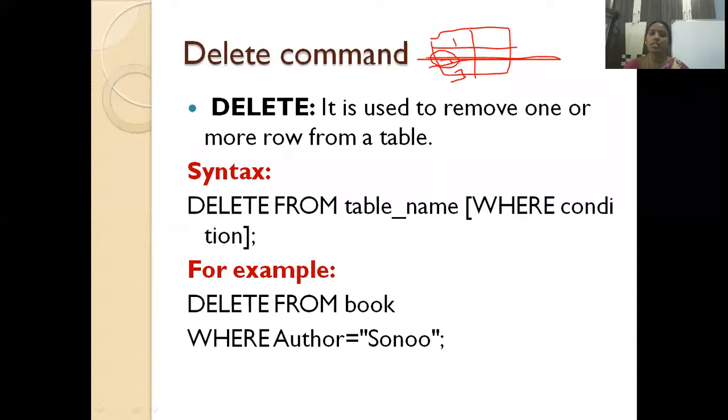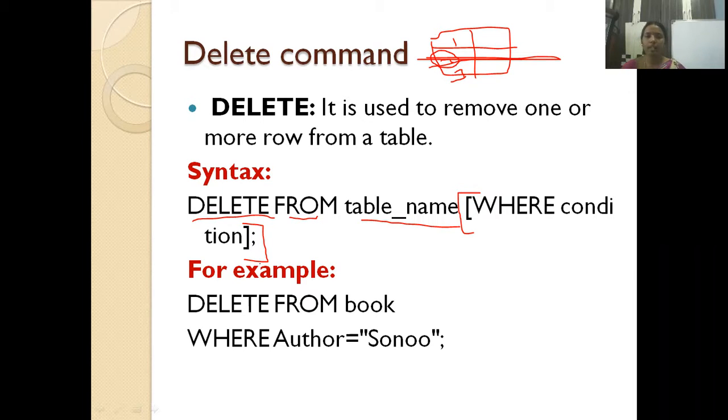Now first we'll see the syntax of the delete command. Delete is a keyword. From is also a keyword. Here you have the table name. That means from where you want to delete the rows, that table name you specify here. In the brackets I am specifying the where condition, which means where is optional. According to your choice you can write where, or without where also you can delete the rows. If you are not writing where, whatever table name you specify, all those rows will be deleted.